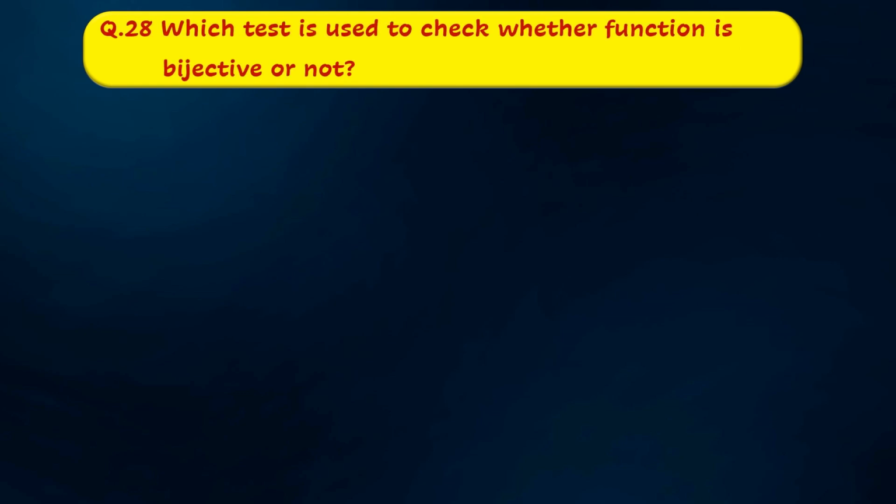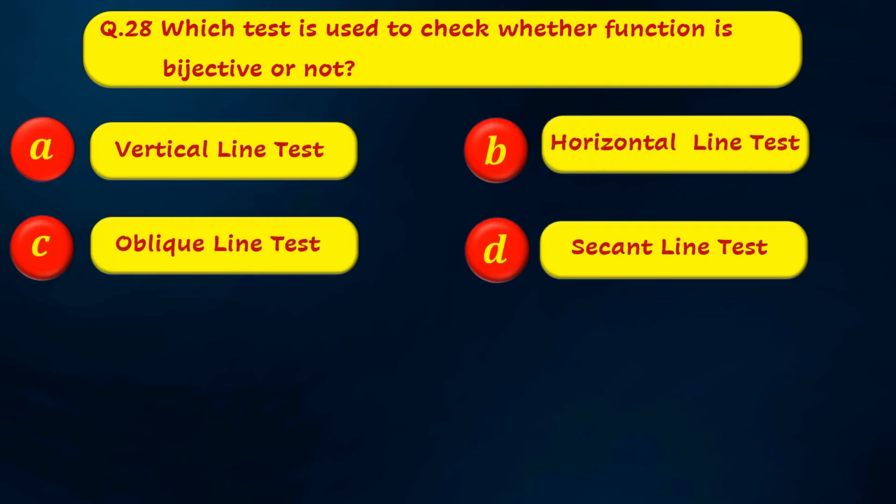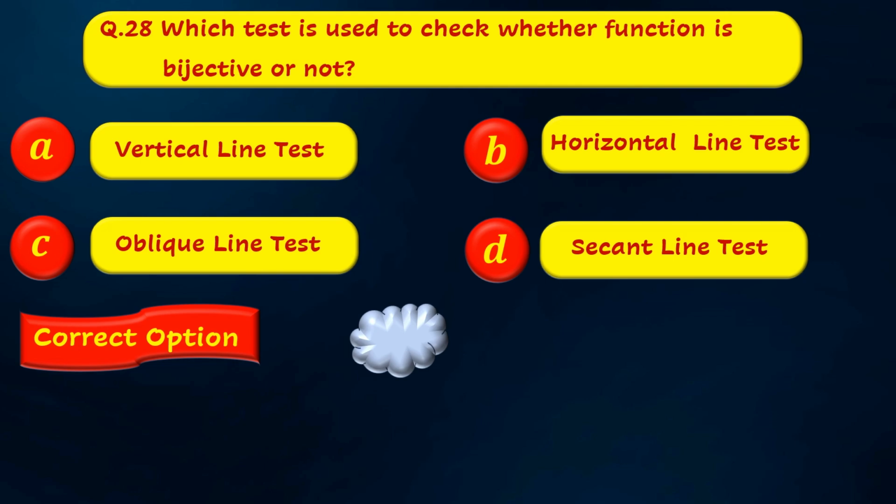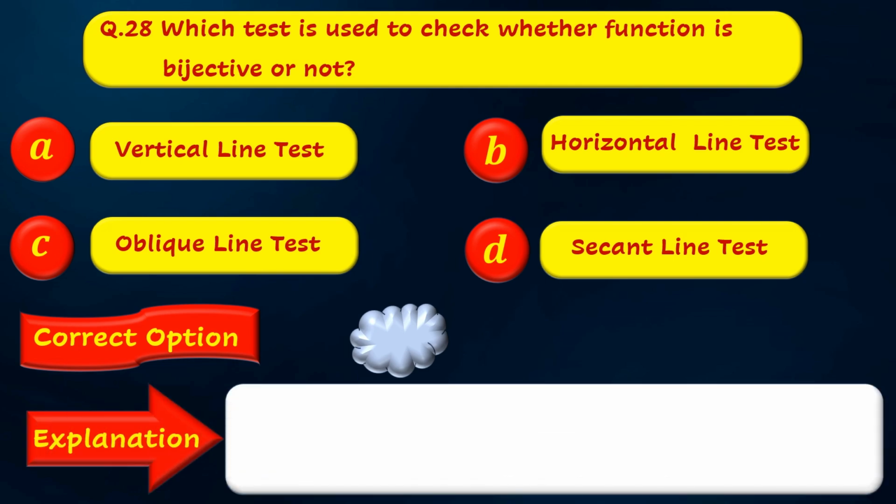Question number 28. Which test is used to check whether a function is bijective or not? And the options are, let's find out which one is the correct option. According to the horizontal line test, a function is bijective if a horizontal line intersects the graph of the function exactly once. So the correct option is option B.